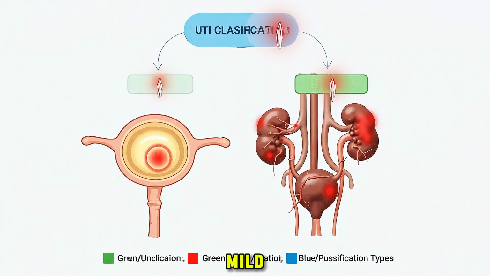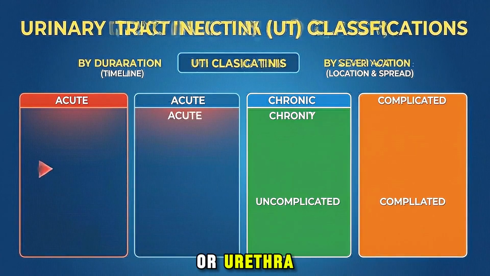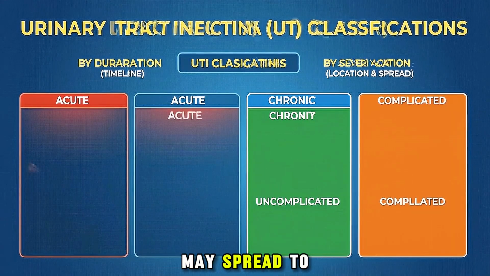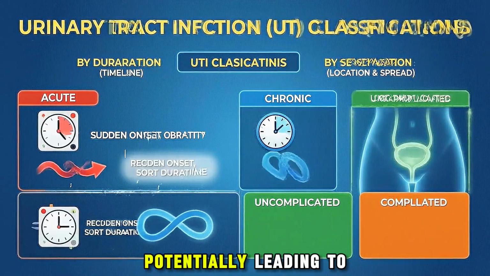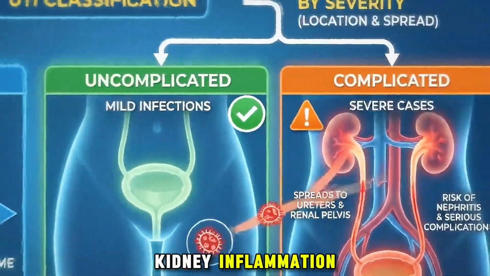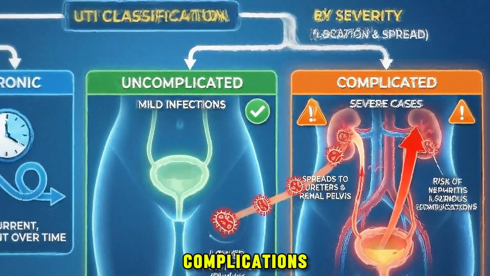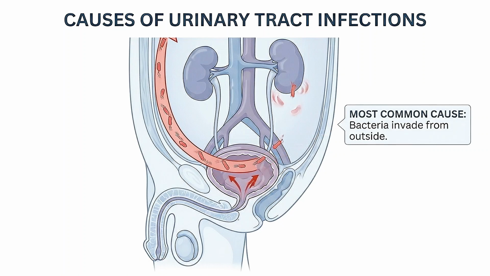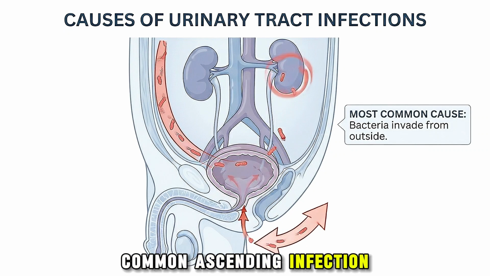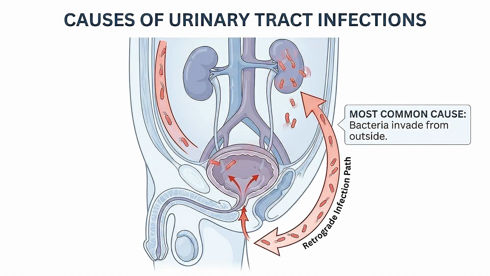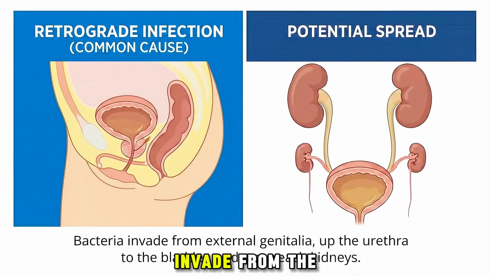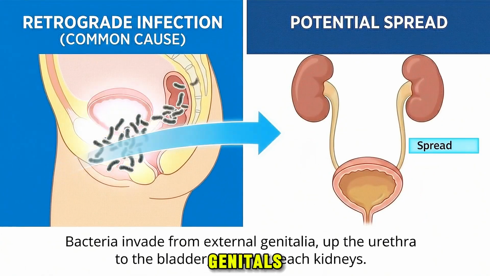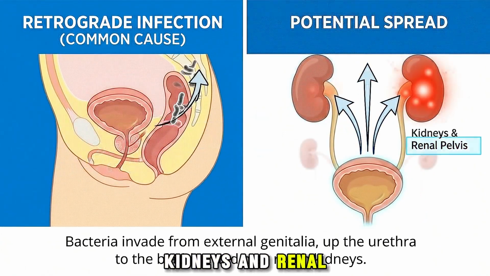Uncomplicated UTIs are mild and occur only in the bladder or urethra. Complicated UTIs are severe cases where the infection may spread to the ureters and renal pelvis, potentially leading to kidney inflammation, nephritis, and serious complications. So, what are the causes of urinary tract infections? First and most common, ascending infection, retrograde infection. This means bacteria invade from the outside into the urethra and bladder via the external genitals and can spread up to the kidneys and renal pelvis.